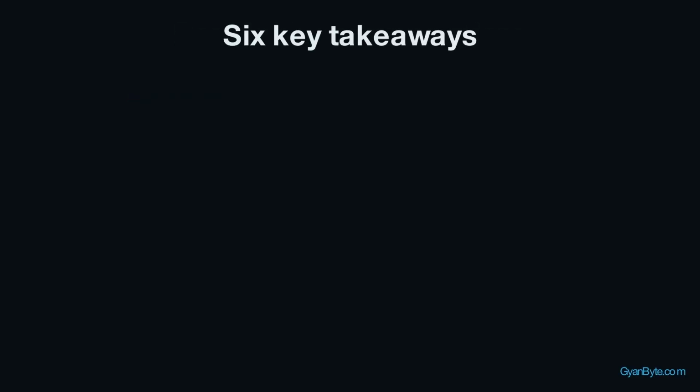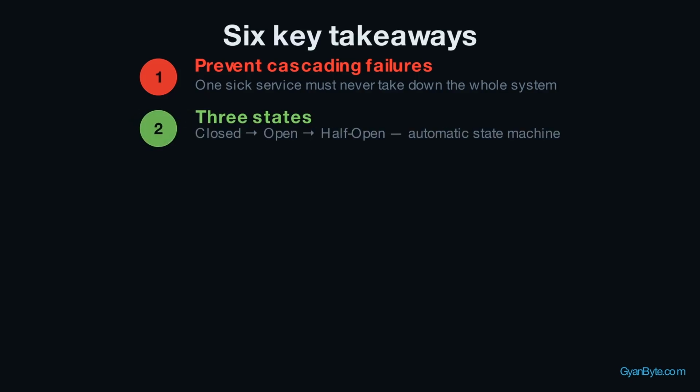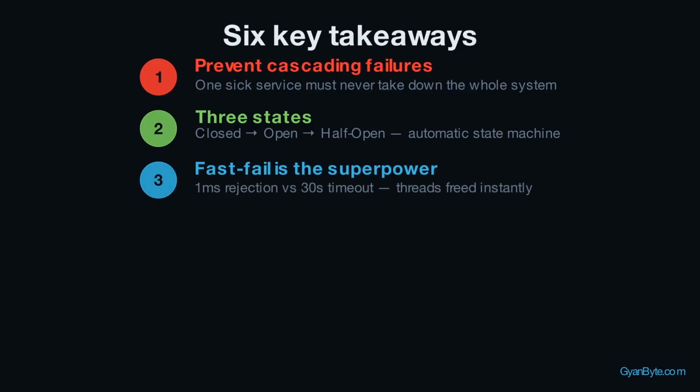6 things to remember about the circuit breaker pattern. 1. It exists to prevent cascading failures. One sick service should never take down your entire system. 2. 3 states. Closed lets traffic through, open blocks everything, half open probes for recovery. 3. Fast fail is the superpower. Rejecting in 1 millisecond instead of waiting 30 seconds protects upstream services.